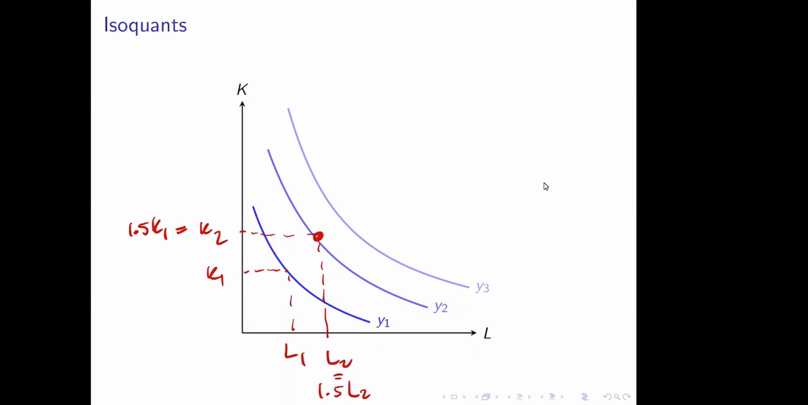Now, is this Y2 equal to 1.5 Y1, or smaller than 1.5 Y1, or bigger than 1.5 Y1? We just know that it has to be bigger than Y1, but in which ratio? Will it be greater than 1.5, equal to 1.5, or less than 1.5? That depends on the production function, which determines how big Y2 is when we increase K and L at the same rate.